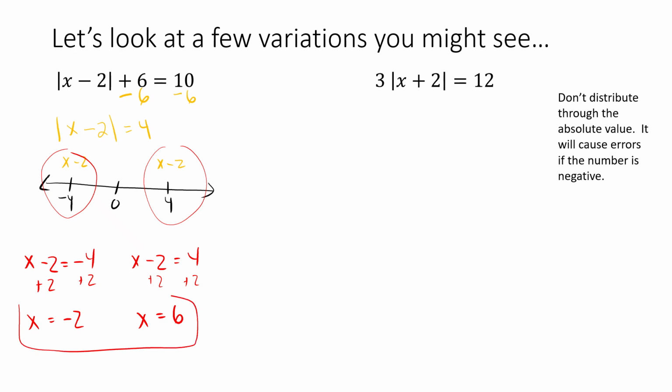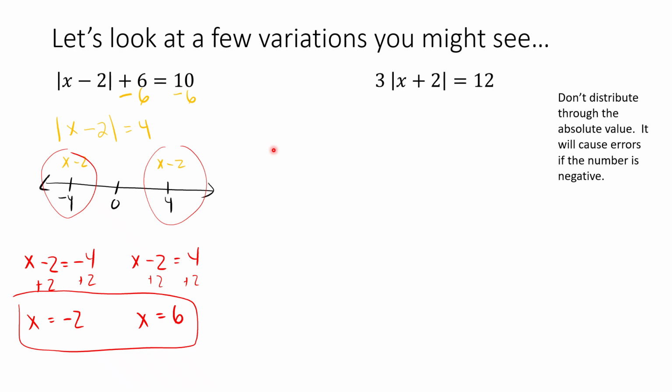And so there are the solutions, and we can do a quick plug-in. Negative 2 minus 2 is negative 4. The absolute value of negative 4 is 4, and 4 plus 6 is 10. 6 minus 2 is 4. The absolute value of 4 is 4, and 4 plus 6 is 10. So we're sure we got those right. But you do want to subtract that 6 first, or if it were minus 6, you'd want to add it. We can't really use the definition, distance from 0, while we have other stuff going on.